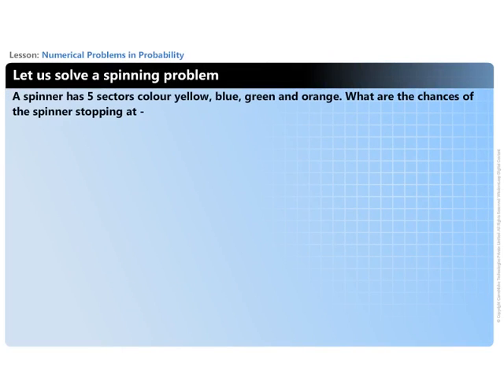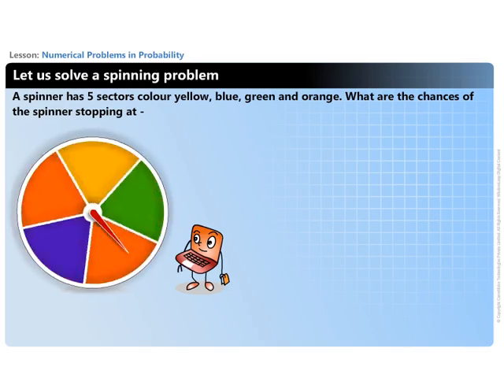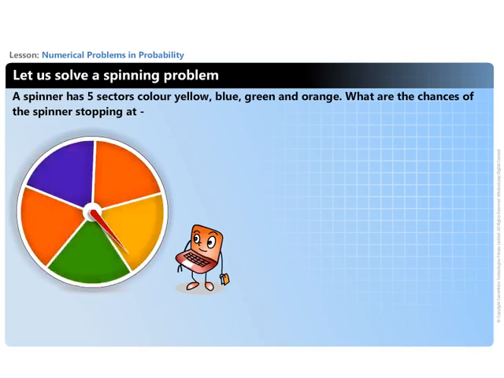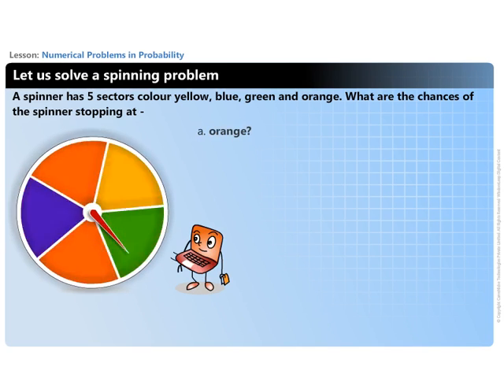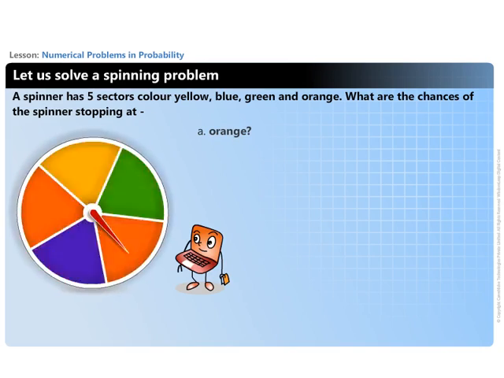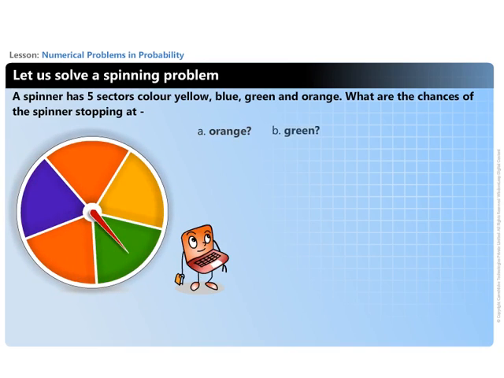Let us solve a spinning problem. A spinner has 5 sectors: yellow, blue, green, and orange. What are the chances of the spinner stopping at A. Orange, B. Green?